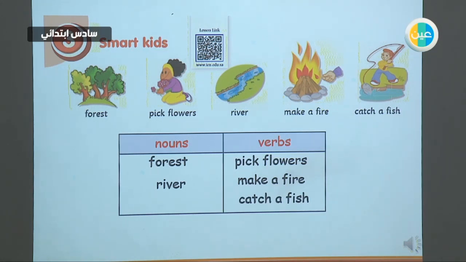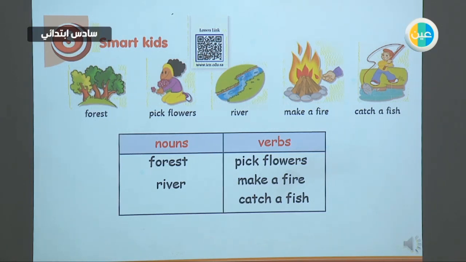Vocabulary. Forest. Pick flap. Module 3, Smart Kids. Vocabulary. Forest. Pick flowers. River. Make a fire. Catch a fish.